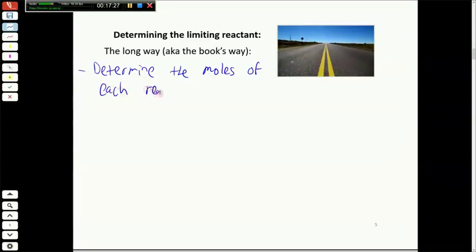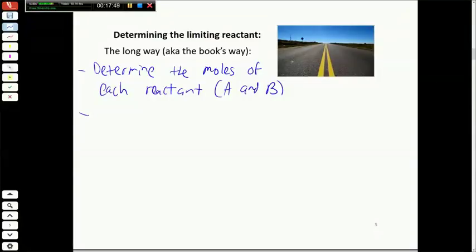So let's say we have just 2 reactants as a simple starting point. I'll call them A and B. Alright, so the first thing we'll do in a limiting reaction problem is determine the moles, and the way that I do it is the same. Now here's how your book does it. Your book just says, randomly pick one of the reactants and determine how many moles of the other reactant are required to react with that.